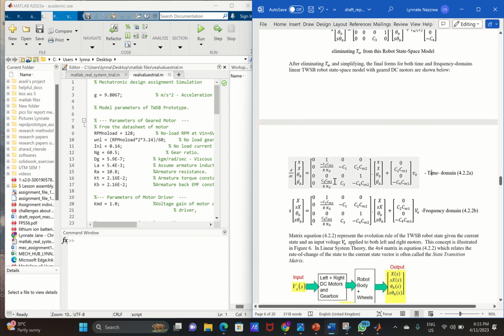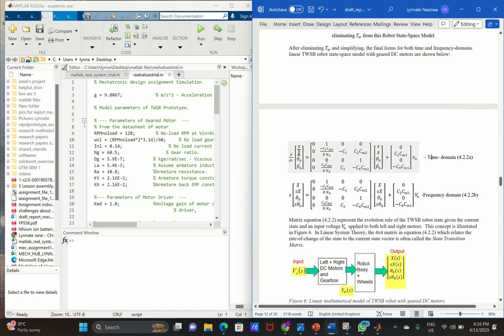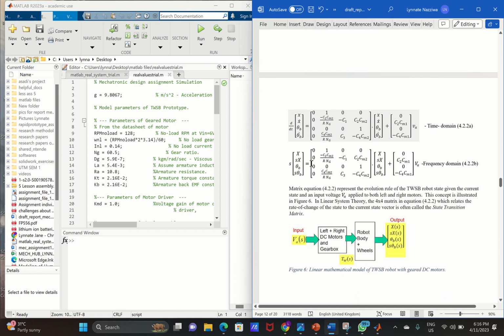Now, combining these two, we have a finite time domain equation and a finite frequency domain equation. These two are our state space representations of the entire robot. And in our state vector, we have x, which is our displacement. We also have x dot, which is our velocity. We also have theta b, which is our tilt angle for the robot body, and finally we have theta dot, which is our angular velocity for the robot body.